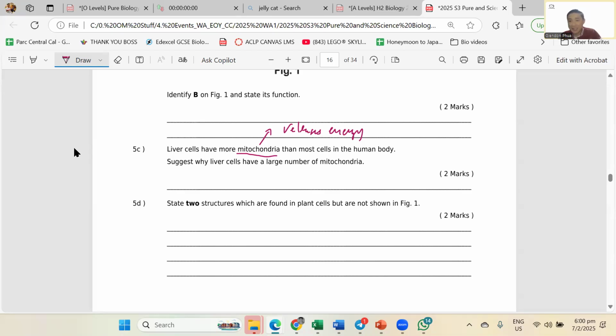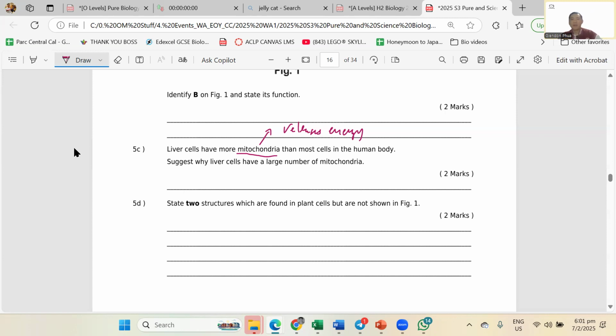Later, when you learn digestion in humans, you will learn all the different processes of what the liver does. Detoxification, deamination. The real answer here is the liver does one of those processes. Hence, it requires a large number of mitochondria to release energy. That's all. So I'm teaching you here how to contextualize the question and break it down.